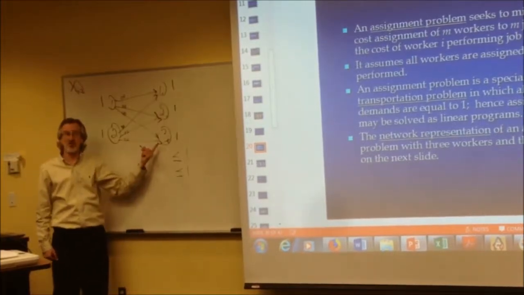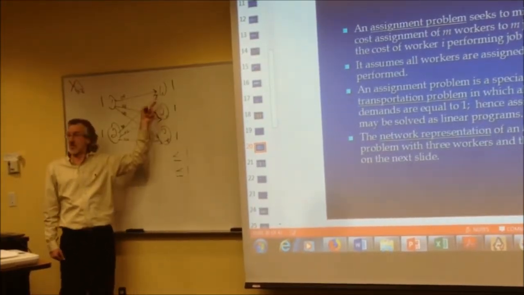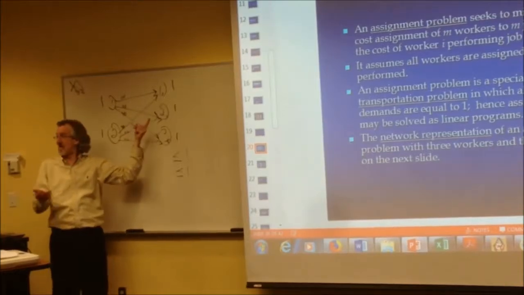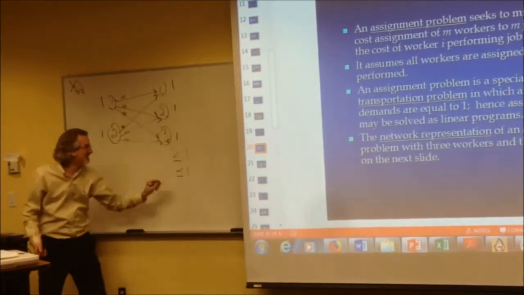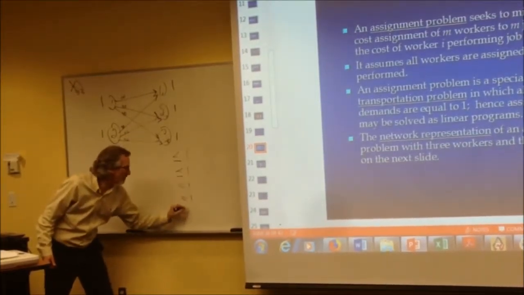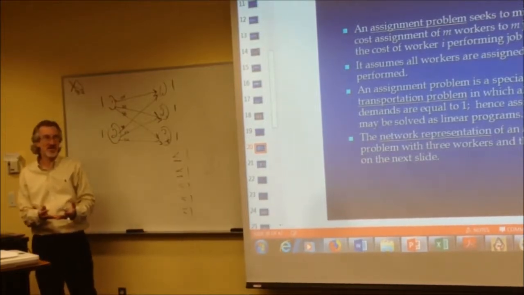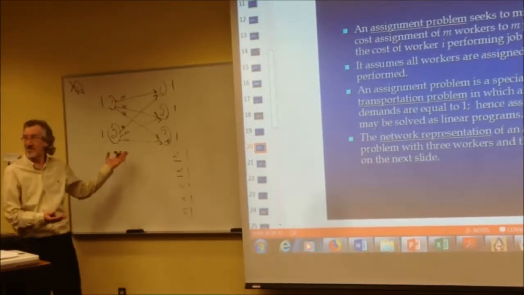What about these 3 nodes? What did I say were the rules about these 3 constraints? All equal. But instead, equal to what? 1. Equal 1, equal 1, equal 1. That's the difference between assignment and transportation. Everything else is the same.